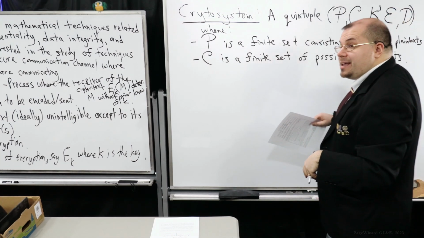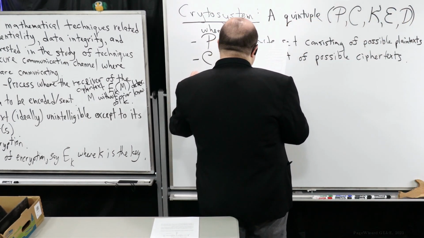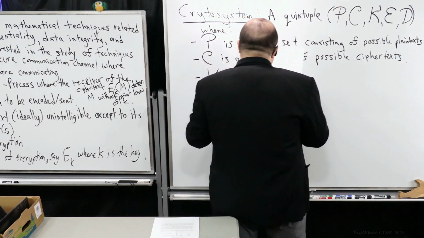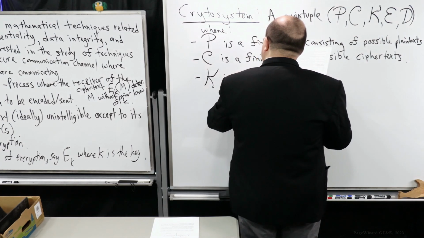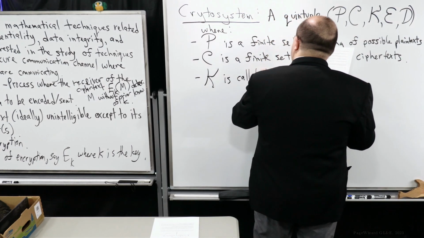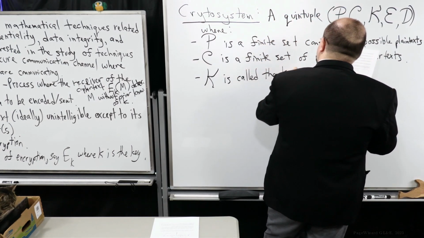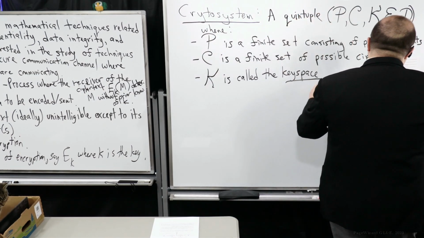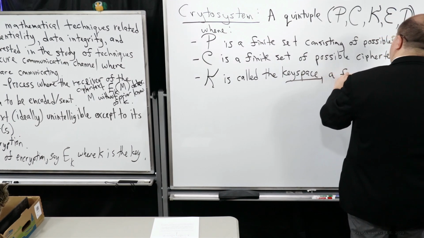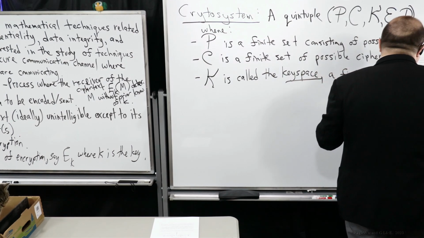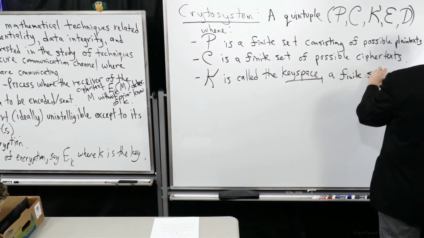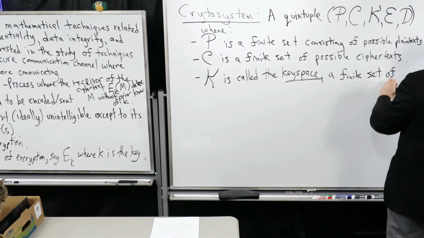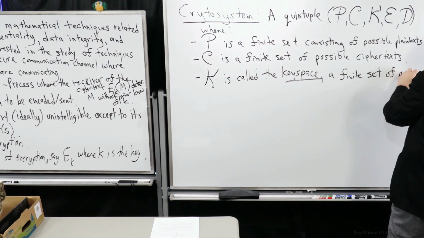Now, fancy K is what we're going to refer to as the key space. Fancy K is called the key space, a finite set of possible keys. So these are all the possible keys that can be used for encryption and decryption.